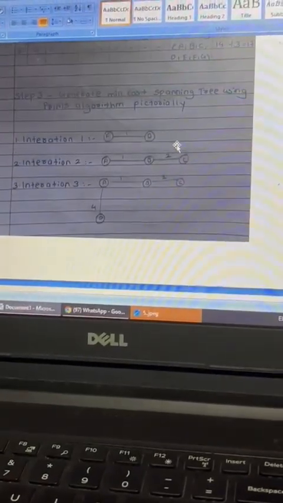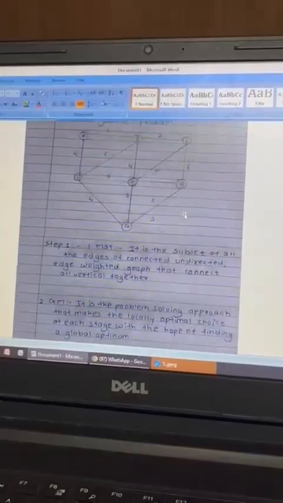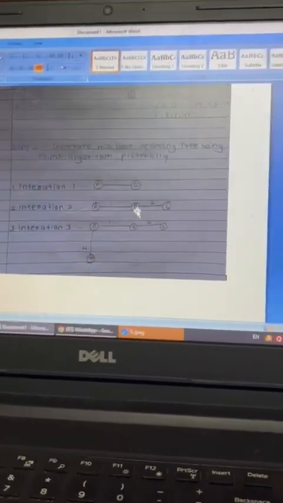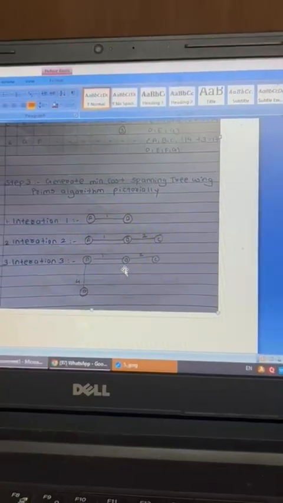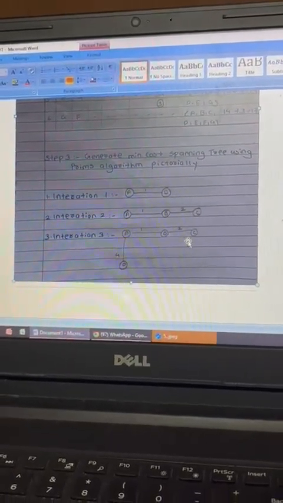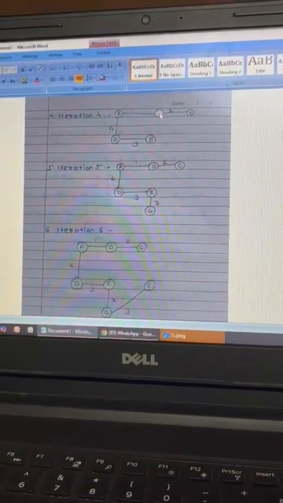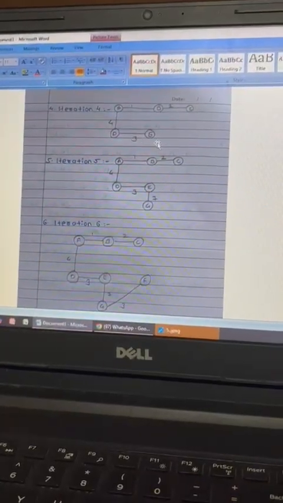Then moving into step 3, generate the minimum cost spanning tree using Prim's algorithm iteratively. Here is iteration 1, which is A and B, where it is shown here. Then the second one is A node connected to B and B node connected to C. And iteration 3, A node connected to B as well as D and B node is connected to C. Iteration 4, A node connected to B, B node connected to C as well as A node connected to D and D node connected to E.